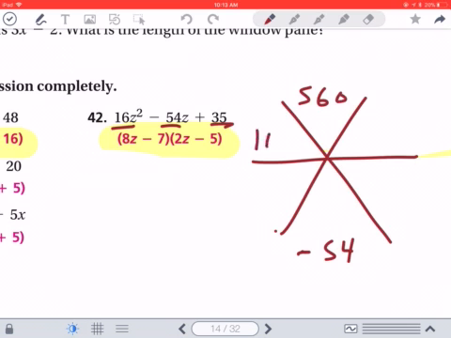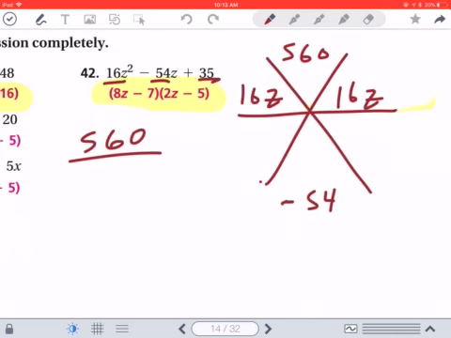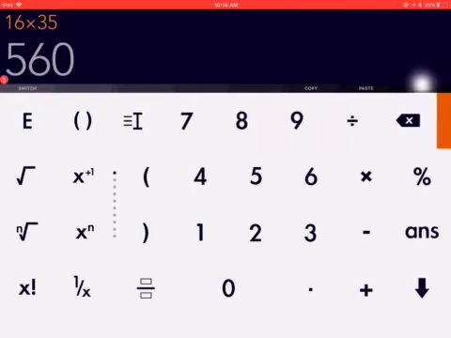Okay, well, I put 16z here, 16z here, and then I need to look at the number 560 and try to find all the factors, which I said takes a little while. So I could do 1 times 560. Okay, I could do 2 times, what would that be? 250, 280. Okay, and I would find all these factors until I find one that has a difference of 54. Okay, so I'm just going to use my calculator and see if I can find all the factors of 560.